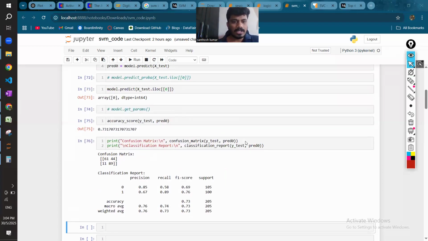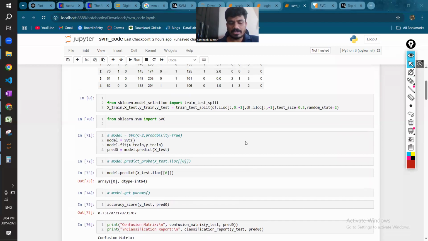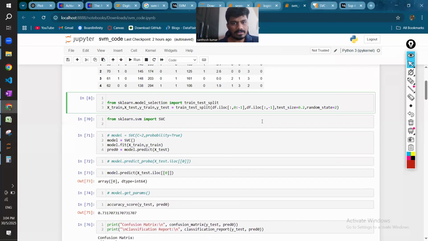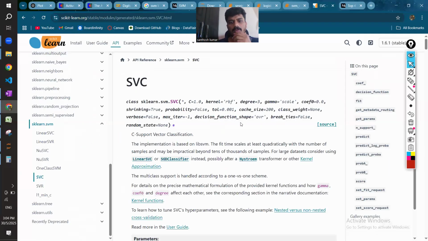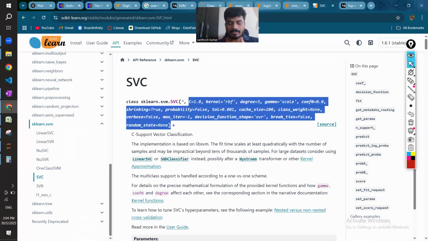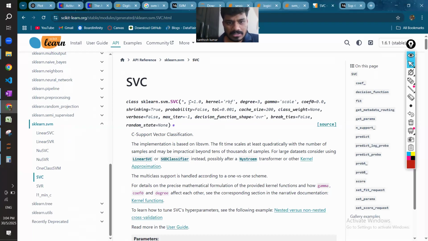Now coming to the main thing: for any model, you have something called hyperparameters. If you see the hyperparameters of SVC over here, all of these are hyperparameters. What are these hyperparameters? These are just like tuning knobs of each and every model. Once you change any of these, the model will behave slightly differently. It's the SVM model itself, but its nature will be a bit different.